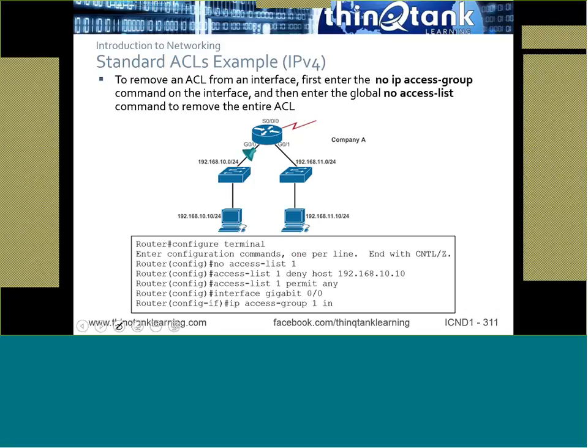What does the first line of my access list do? Is it a deny or a permit? It's a deny. I am denying traffic from 192.168.10.10. What is the second line of the access list doing? I'm permitting everything else. Permit any means permit anything else.